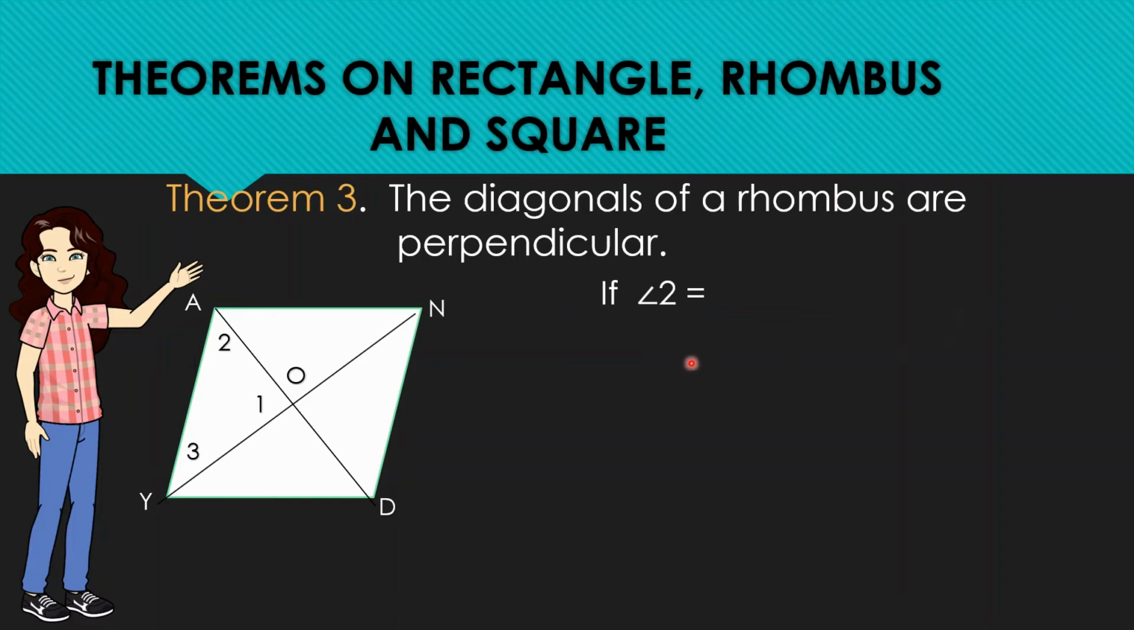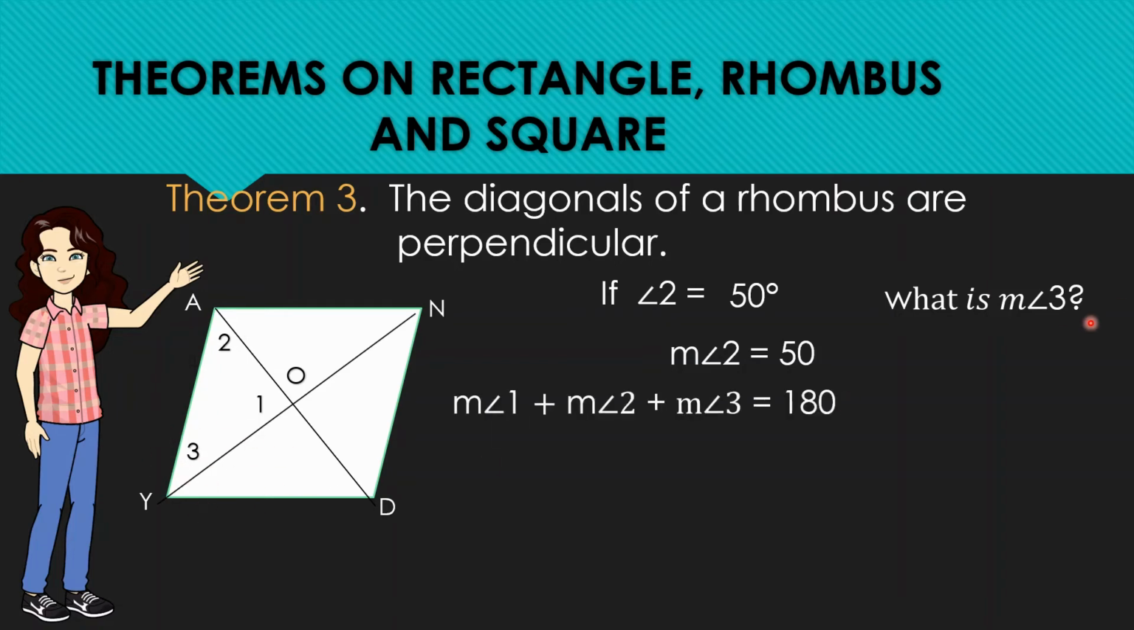So if angle 2 is equal to 50 degrees, the measure of angle 2 is 50. What will be the measure of angle 3? The measure of angle 1 plus the measure of angle 2 plus the measure of angle 3 is equal to 180. The measure of angle 1 is 90. Why? Because if we have two diagonals in a rhombus, they are perpendicular. When we say perpendicular, we have 90 degrees. So angle 1 is 90.